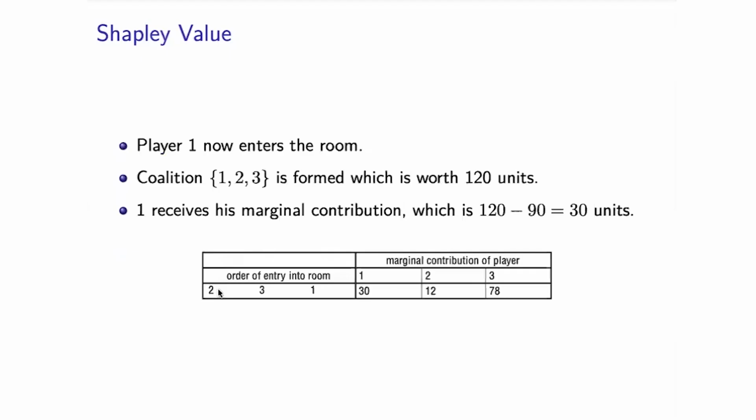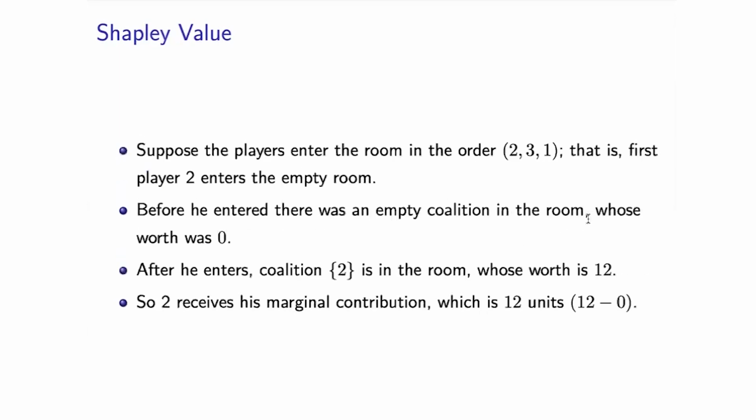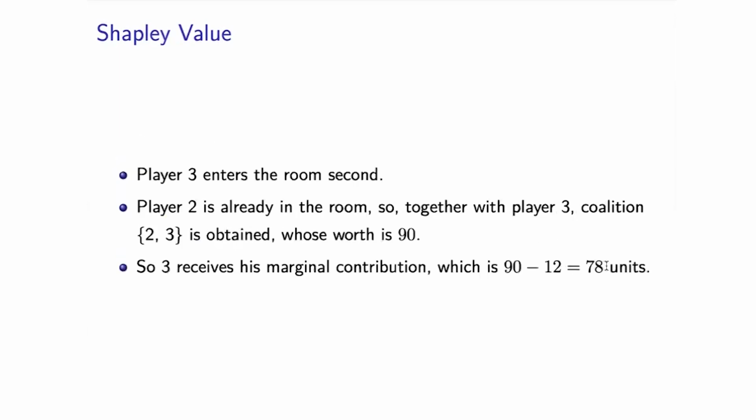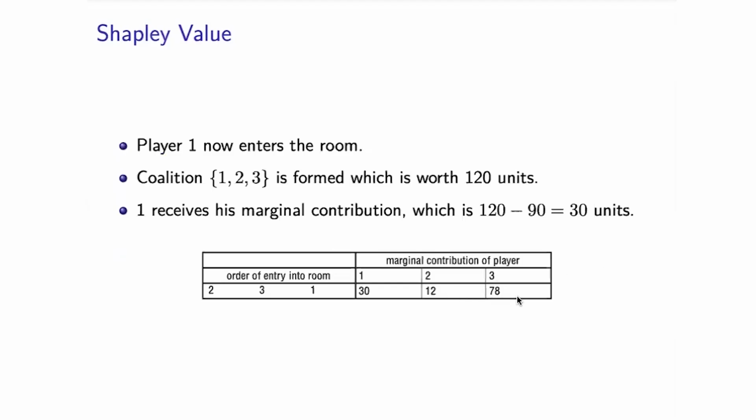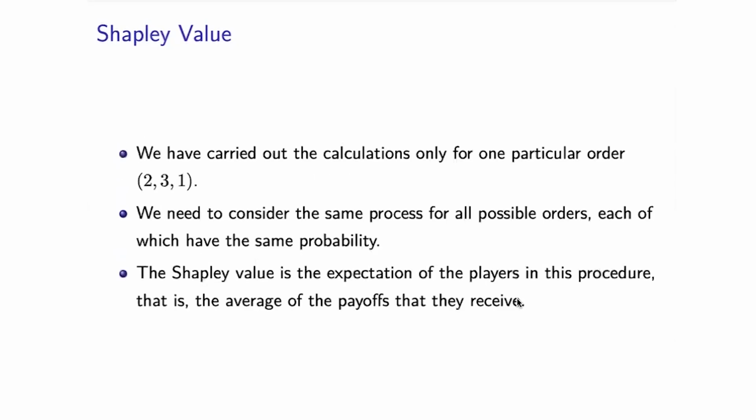We can now summarize that if this was the order of entry, with 2 entering first, 3 second, and then 1, then the marginal contributions are: 1 receives 30, 2 receives 12, and 3 receives 78. But this is for one particular order. We have to take into account all the other orders as well. Because you have three players, there are 3 factorial ways of entering the room in different orders.